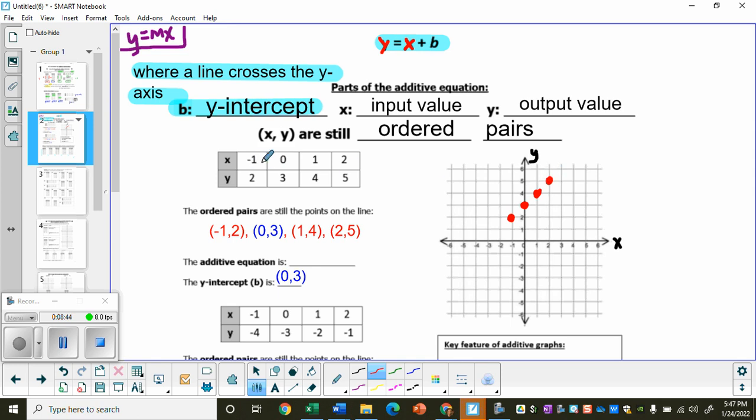And you might realize here the relationship, we're not multiplying because we don't have a 0, 0. It's not going to go through the origin. Here it's like a +3, +3, +3. So for this one, our additive equation is y equals x plus 3.